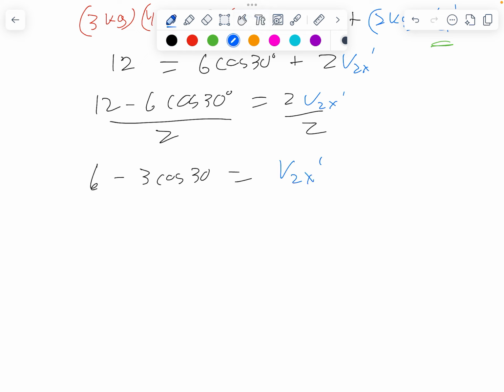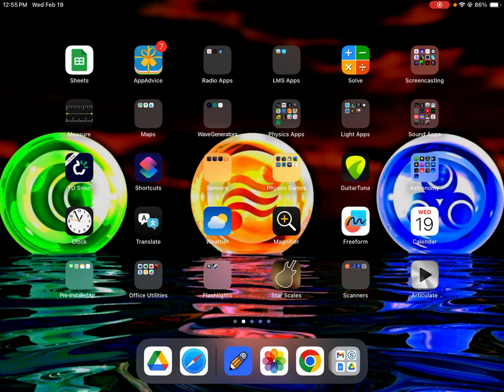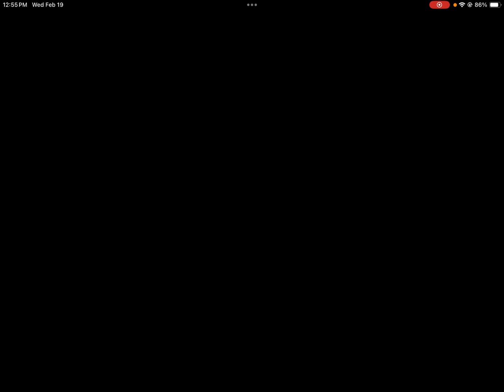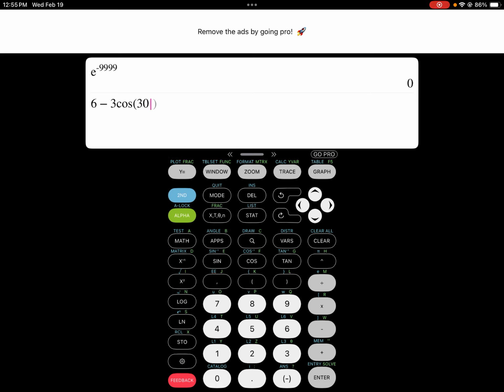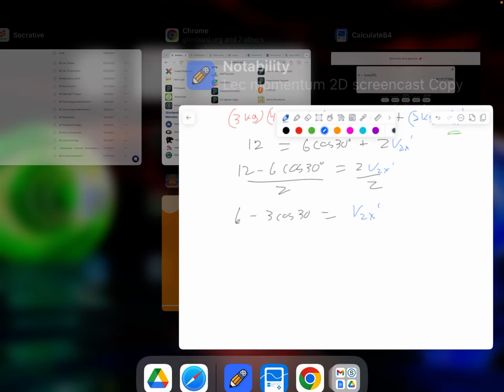So then that would be something I would want to go to my calculator in order to do. So here, let's just go ahead and do it. Let's see, where's my calculator? All right, so 6 minus 3 cosine of 30 degrees gives me 3.402.